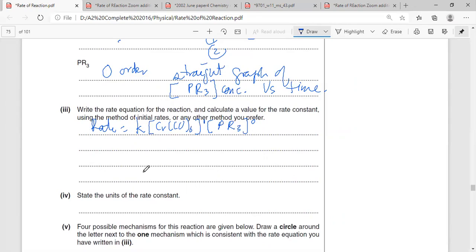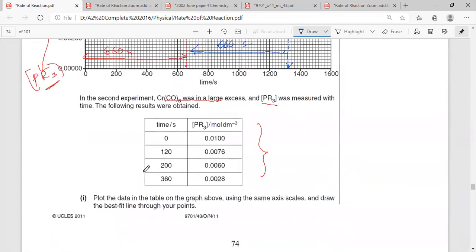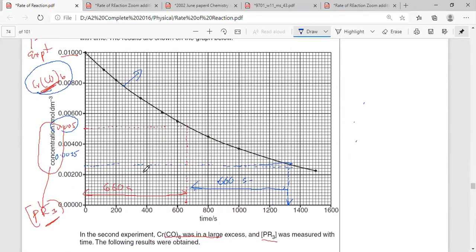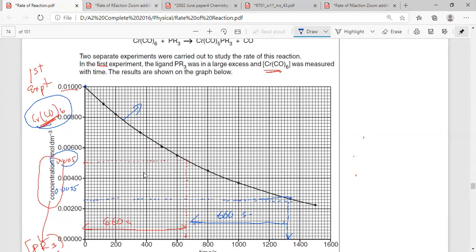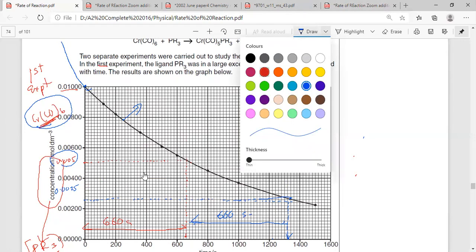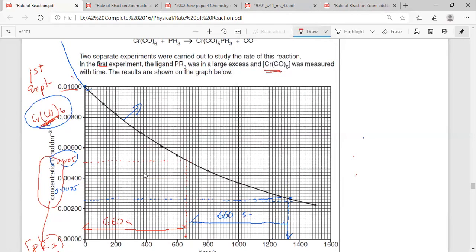So you can use any one of them. Of course here you need to find the rate at this point here. You must find the rate, isn't it? You must extrapolate this one first. And then use red ink. You draw the tangent. You can draw out here, it doesn't matter.